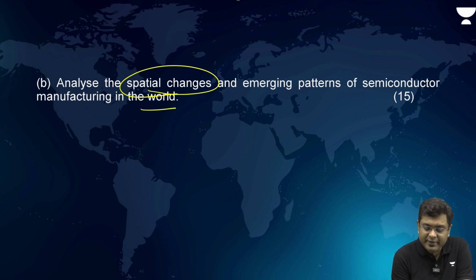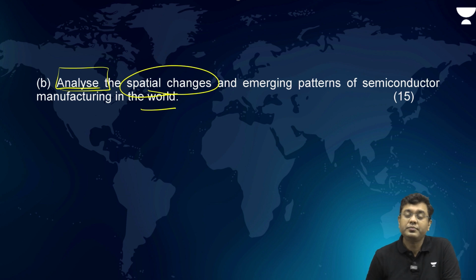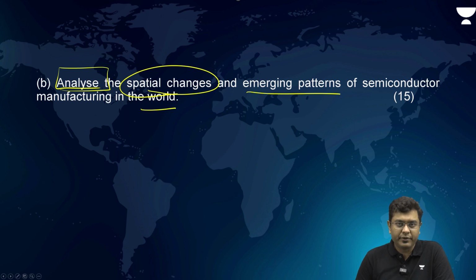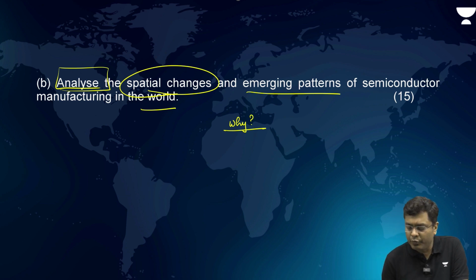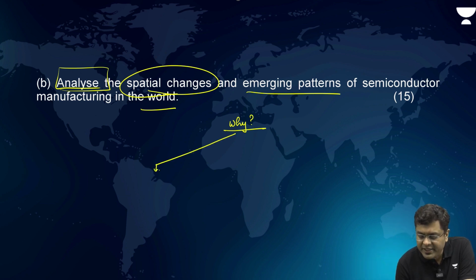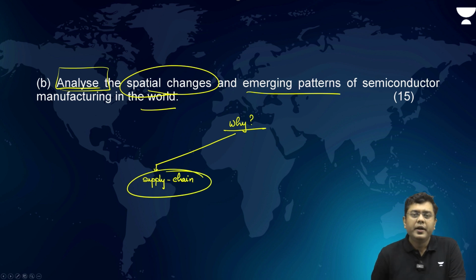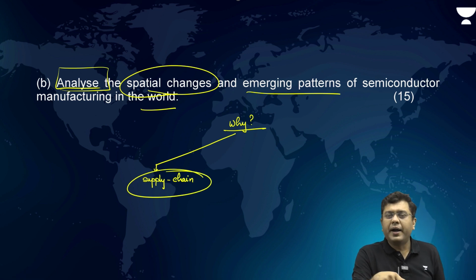So why are these spatial changes happening? You have to analyze that, the reasons for these spatial changes and the emerging patterns. So they are shifting to newer areas, but why? Because of multiple factors. One of the factors is the supply chain disruption, which was observed during the time of the COVID pandemic. It was observed that many goods in the market could not arrive on time because of the disruption in the supply chain, right? So that was a major issue.